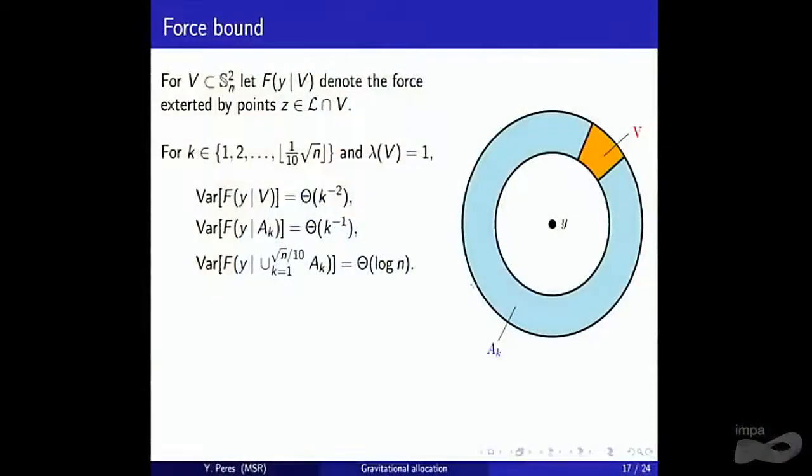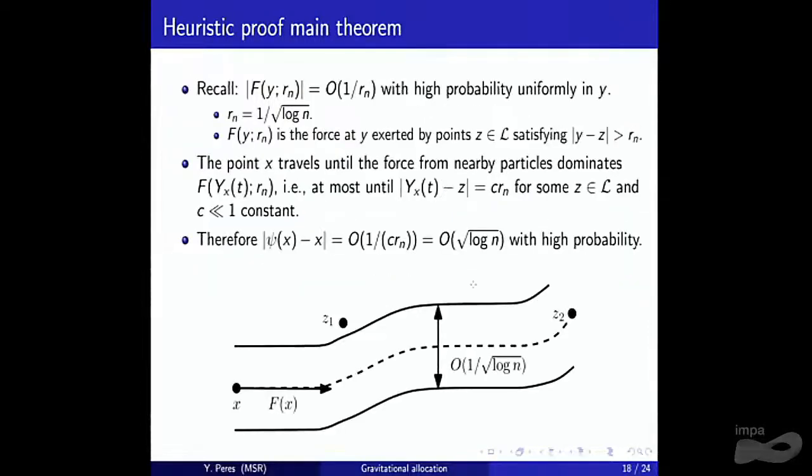You have to be a little bit careful. You don't want to sum all the way, because later the curvature of the sphere starts to play a role. But log n is a very benign function. So if you just sum, say, until distance root n, where you're still in the flat part of the sphere, you're still going to get a log n. So the variance of the force is log n.